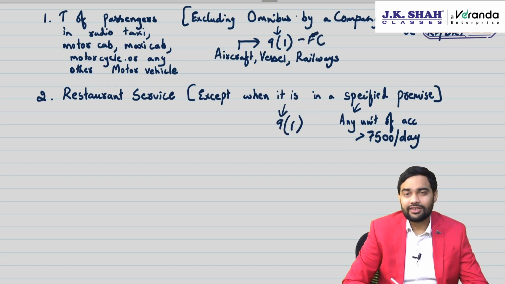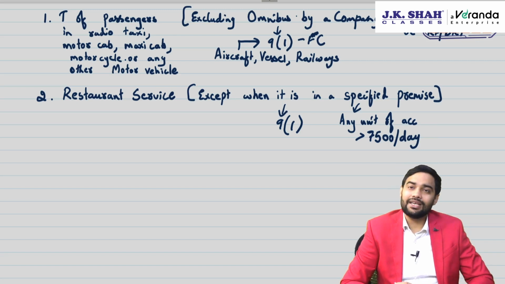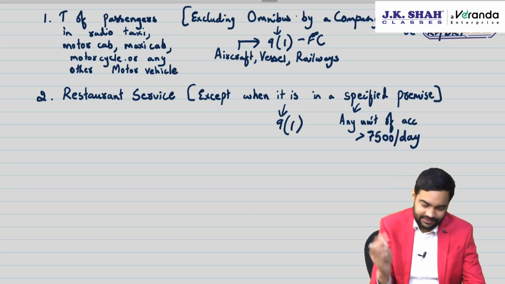And don't ever call 9(5) as RCM, because it is not RCM. ECO is responsible to pay the tax as a supplier. In RCM, recipients are liable to pay the tax.